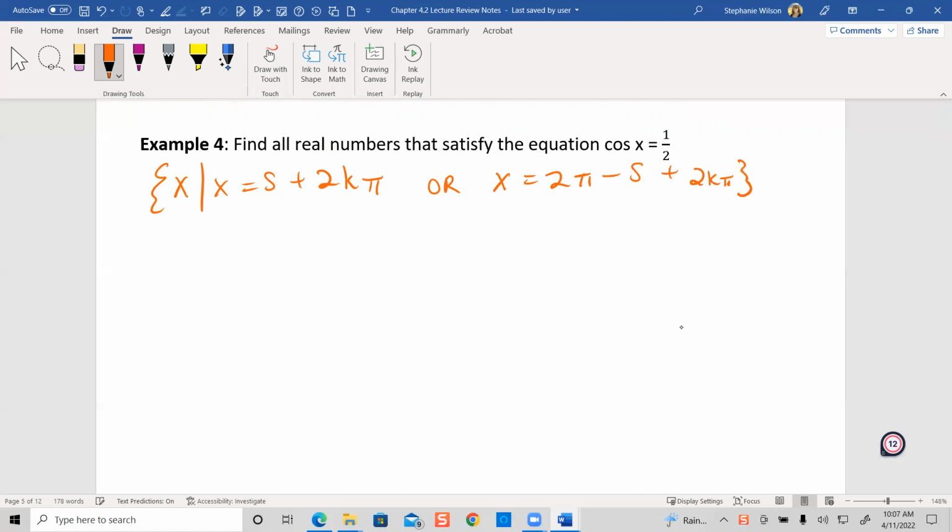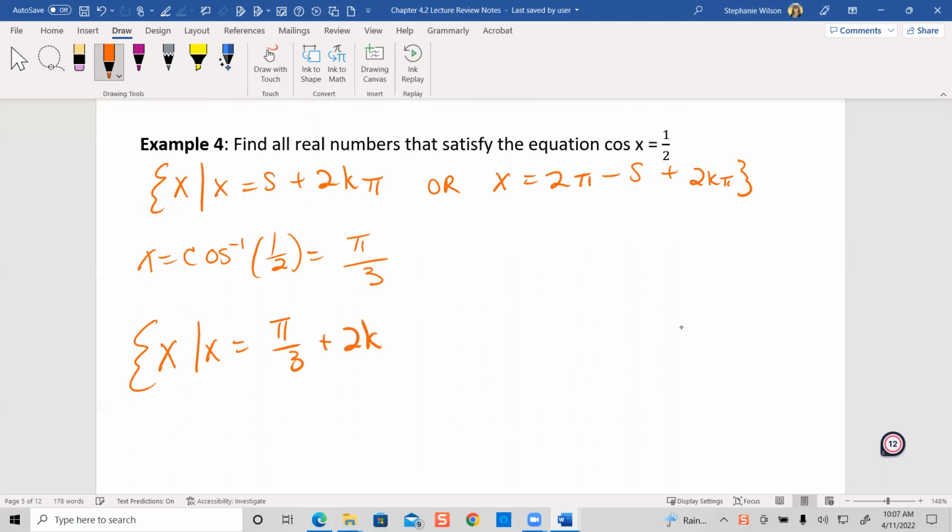All right, so now let's find the inverse of that. So it gives me x is equal to the inverse cosine of the half. And when I plug that in, I know I get pi thirds. And now let's just plug that into our work here for S. This first side it worked out great, right? So this is what I get. I'm going to put OR, and now I need to solve for this other side.